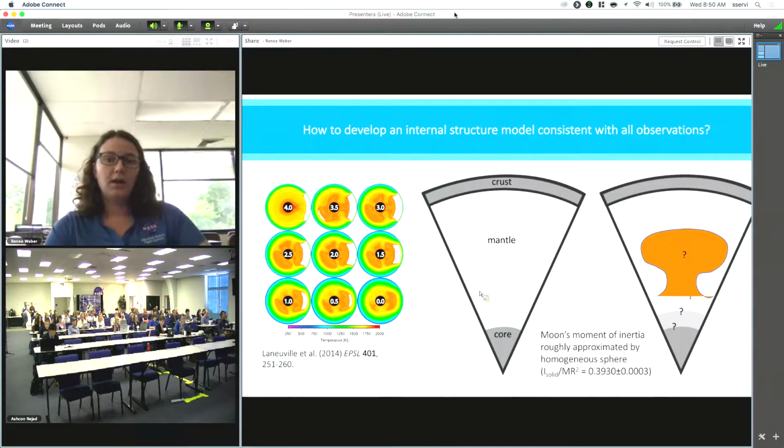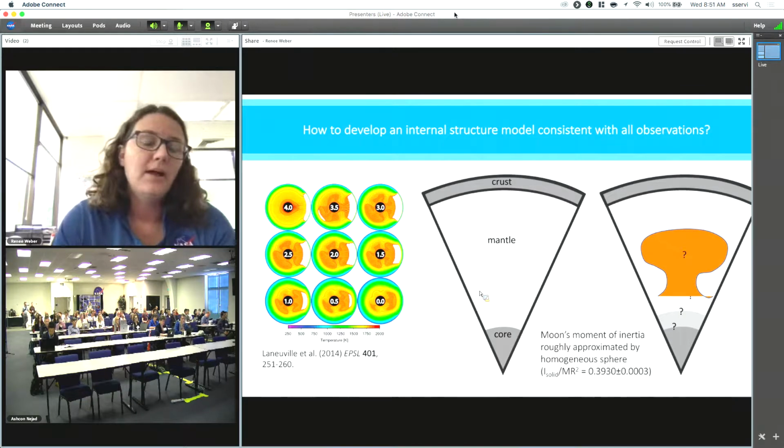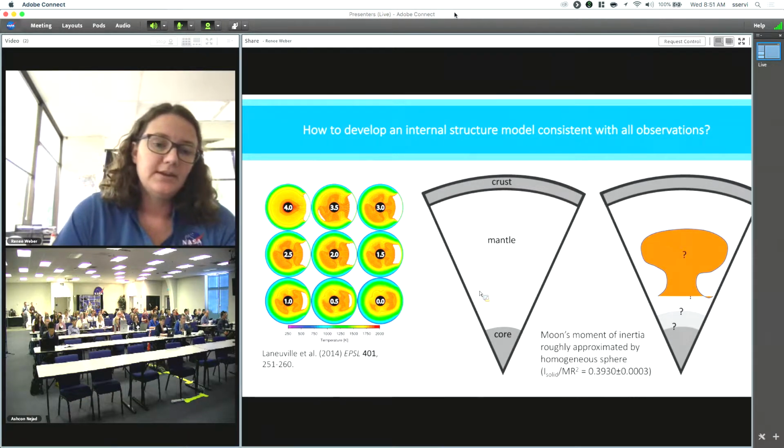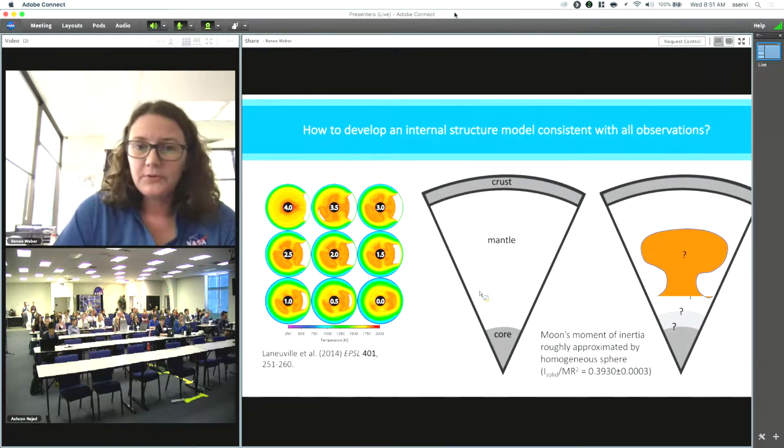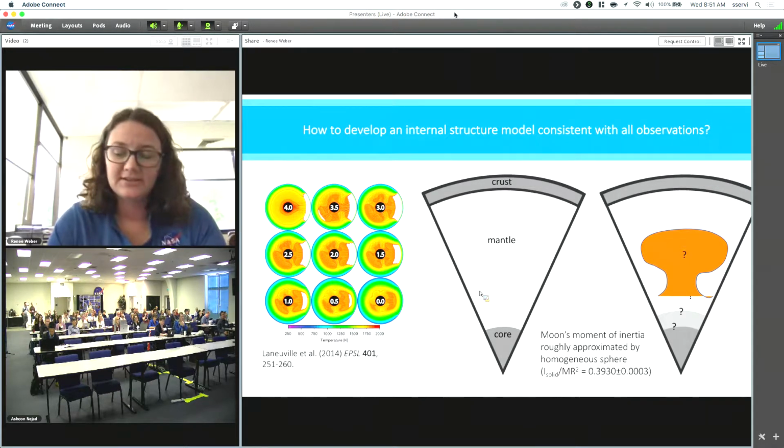And so if we go back to my very simplified cartoon of the internal structure of the moon, on the left we have a picture depicting a possible scenario via which this global dichotomy in interior structure and large-scale upwellings are producing melt over the history of the moon. And how do we develop an internal structure model that is consistent with a model like that? Remembering back to the fact that the moon's moment of inertia is roughly approximated by a homogeneous sphere.